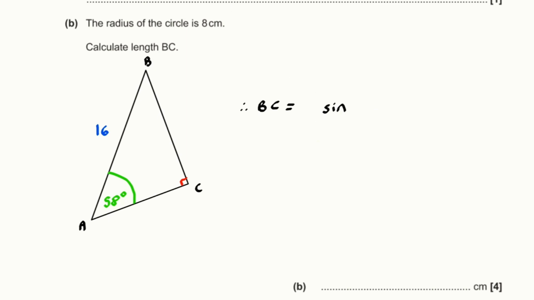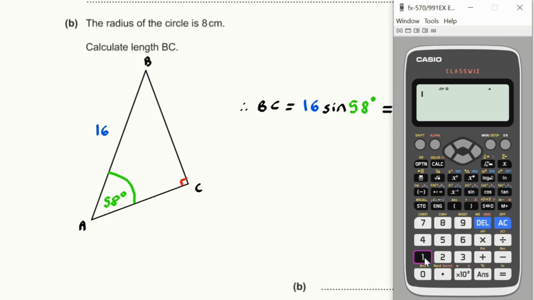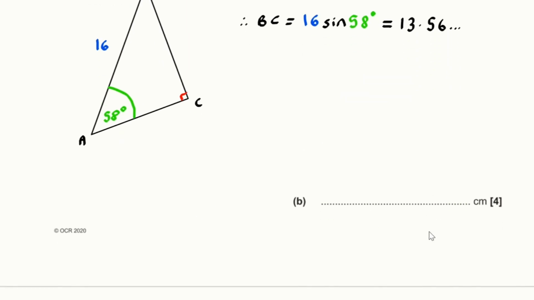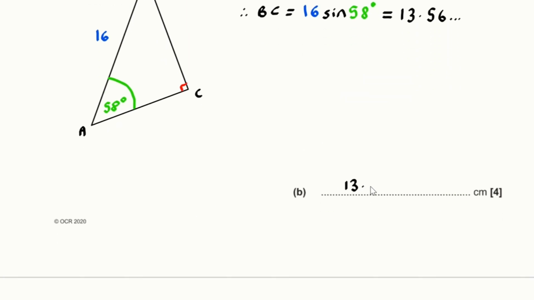So here we've got 16 sine 58. And if I work out what that is, we get 13.56, etc. So we've got 13.6 centimeters given to three significant figures.